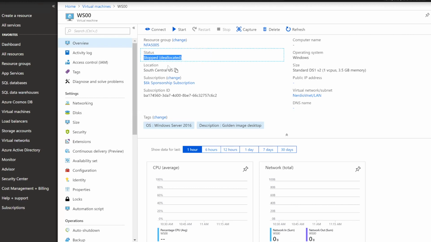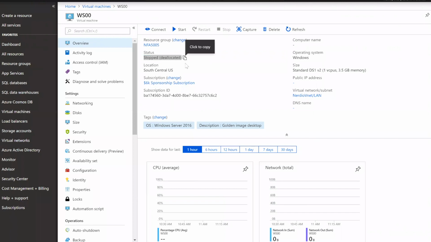In Azure, a VM could be in one of three states. It could be started, right? So if I click the start button, it would actually start this VM. When the VM is started, it's running the meter, meaning Azure is billing me for the compute that VM is consuming. If I stop that VM from the Azure portal, it's going to put it into a stopped deallocated state. So again, you can stop a VM and it will be in a deallocated state.